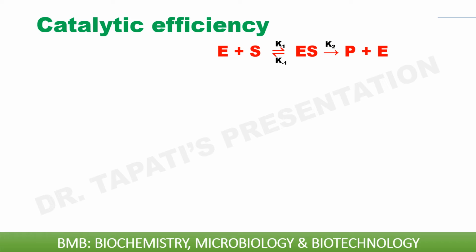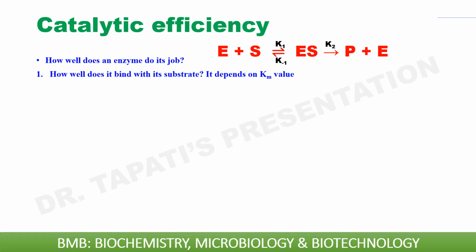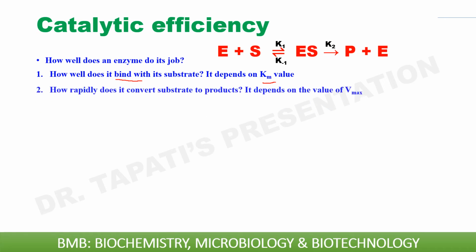Let's know about catalytic efficiency. In order to know how well an enzyme does its job, we have to know how well it binds with the substrate, and it depends on Km value. If Km value is less, then binding will be better. And then we have to know how rapidly it converts substrate to products, and in that case it depends on the value of Vmax. Therefore, we have to know both the values of Km and Vmax.